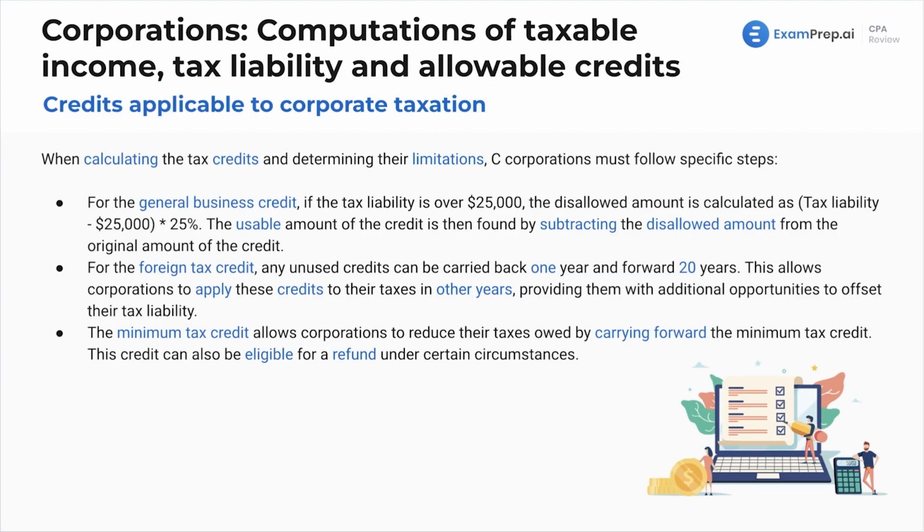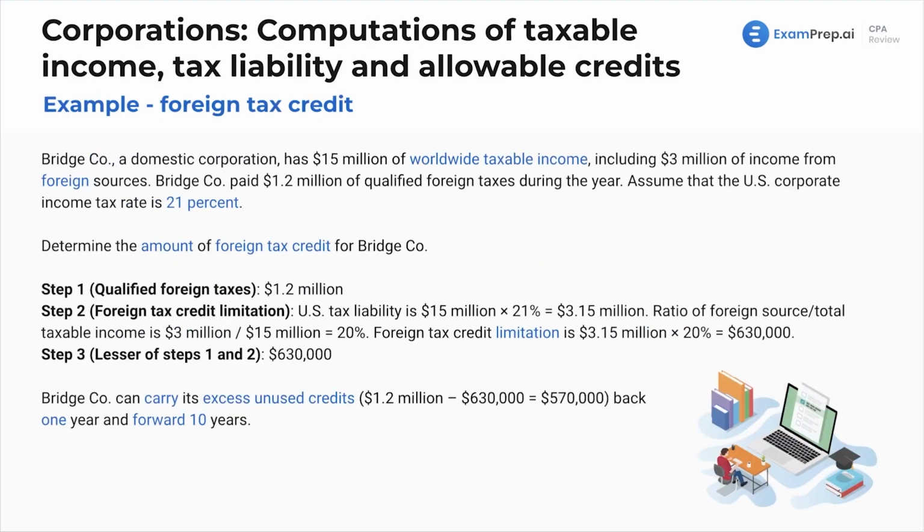Just general information about these credits. Again, tax credits for corporations, not the most important thing to know. I would definitely focus more on calculating that taxable income, the tax liability, etc. All right, but if you do see any of these, you'll be well prepared for sure.